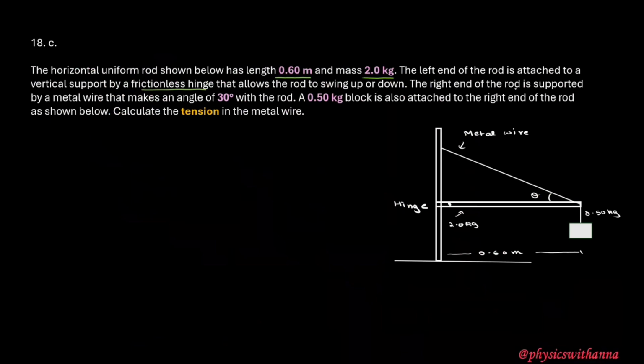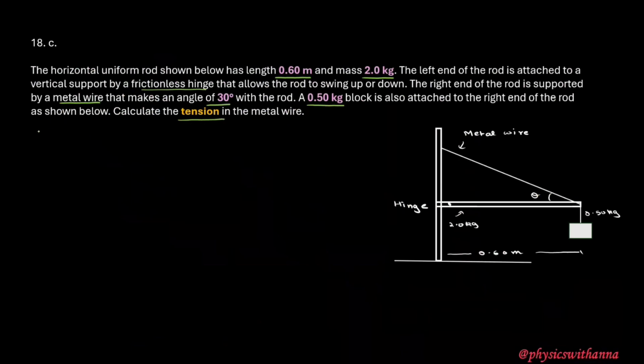The right end of the rod is supported by a metal wire that makes an angle theta of 30 degrees with the rod. A 0.50 kilogram block is also attached to the right end of the rod. Calculate the tension in the metal wire.